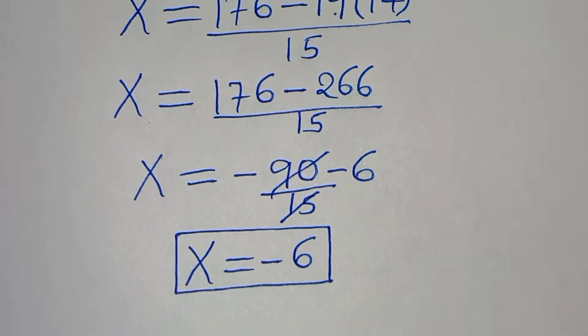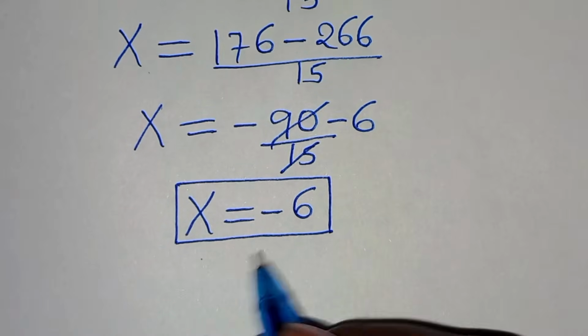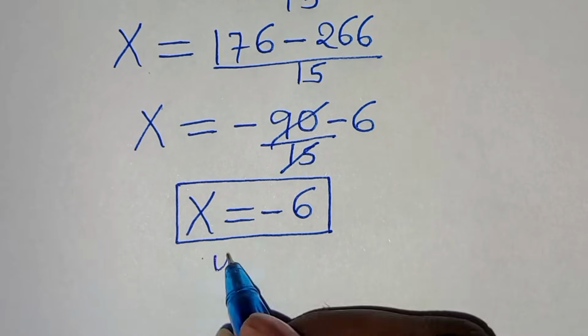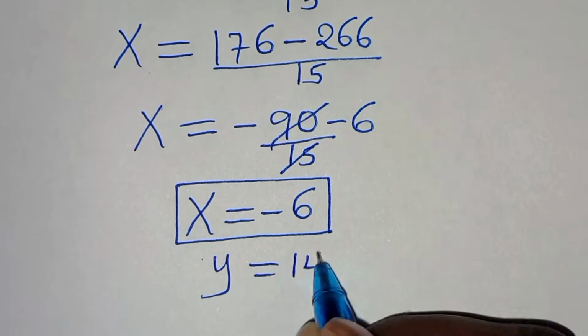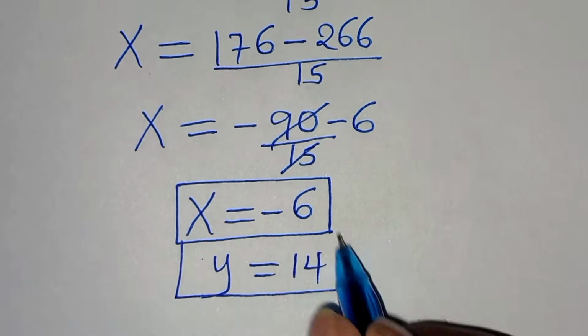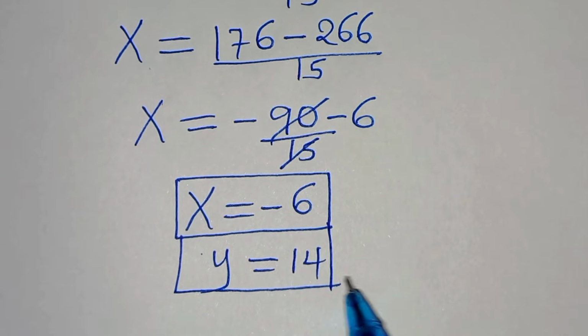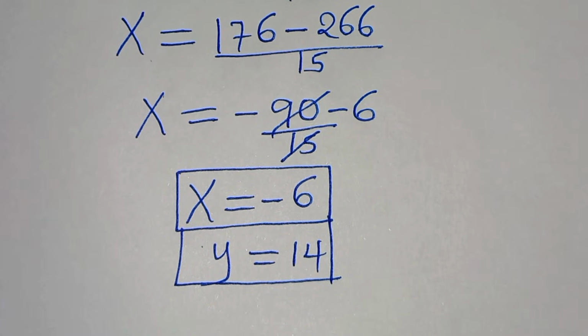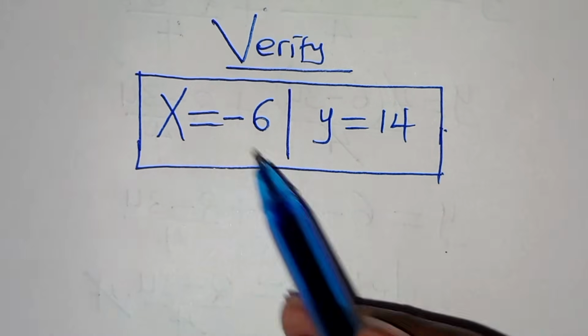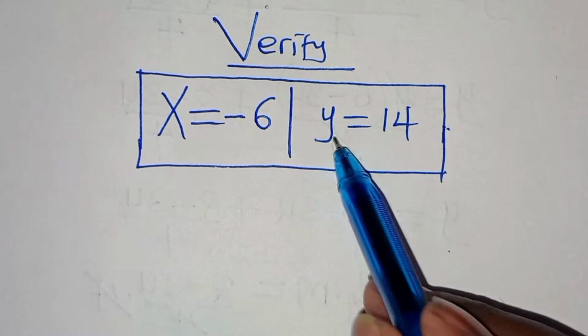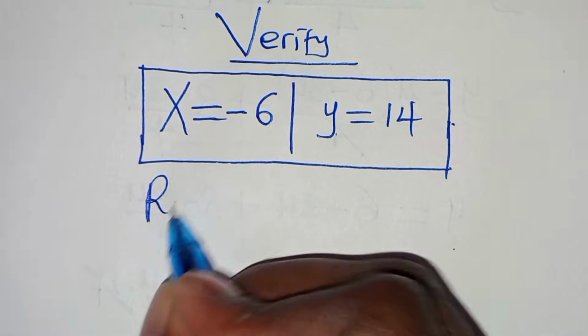Now we have that x is equal to minus 6, and we have that y is equal to 14. The next step is to verify that x equal to minus 6 and y equal to 14 satisfy the equation.